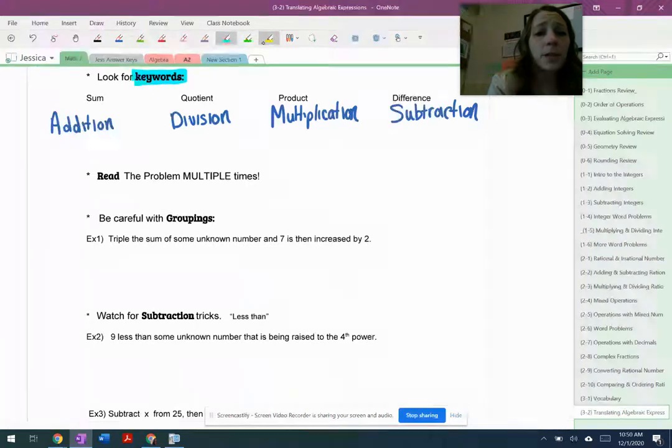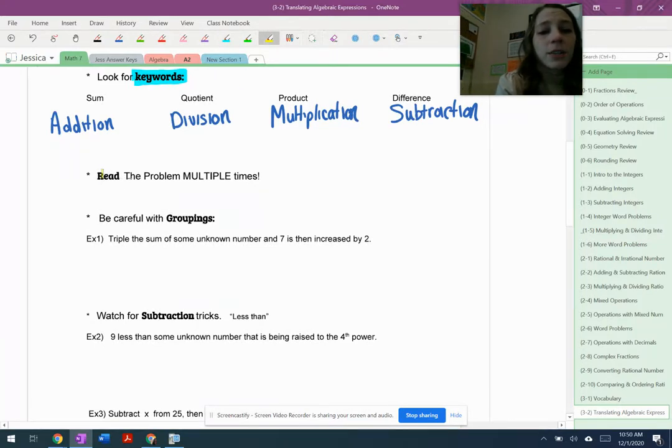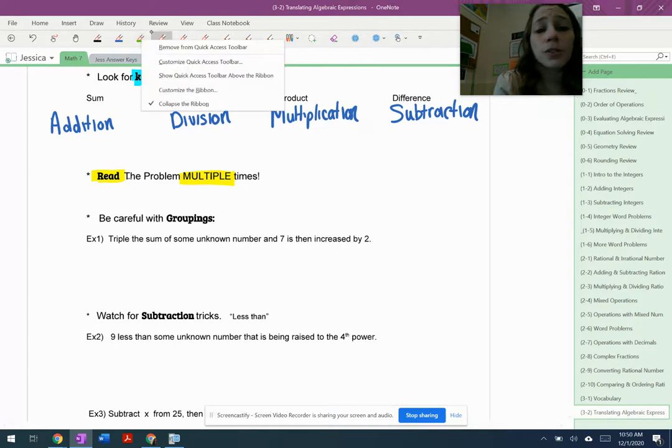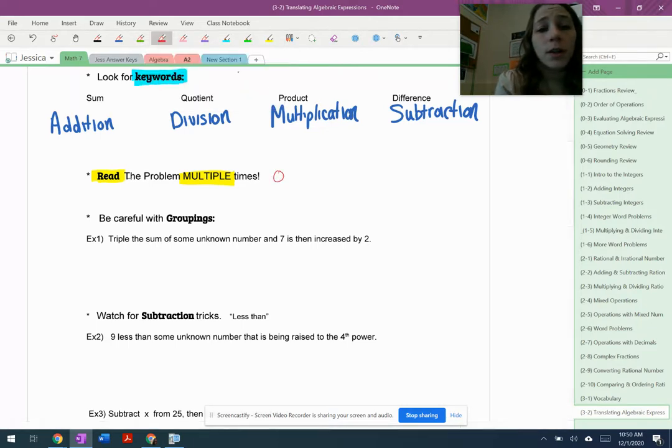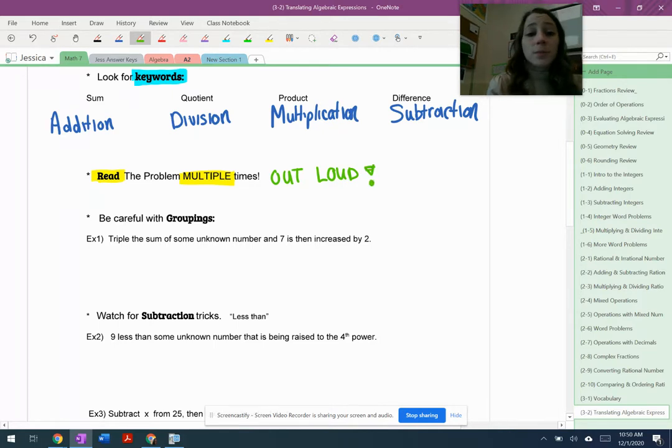Second piece of information here is to read. Shocking, right? Read the problem multiple times. And you should also be reading it out loud to yourself. Read the problem multiple times out loud. It will help, I promise.